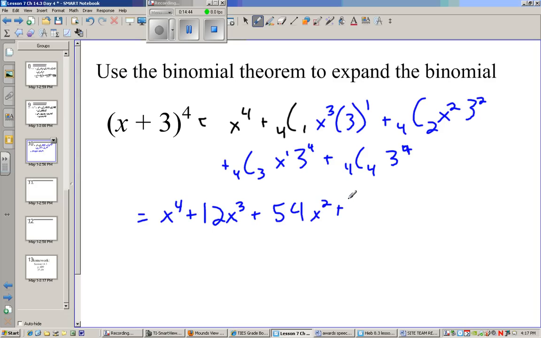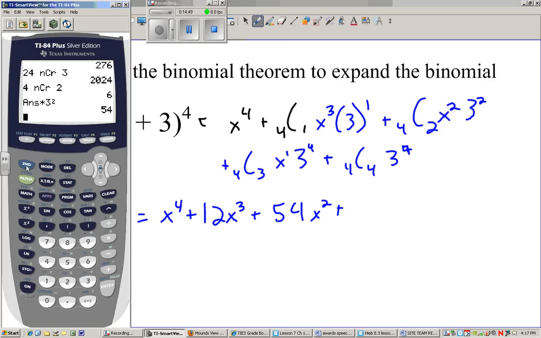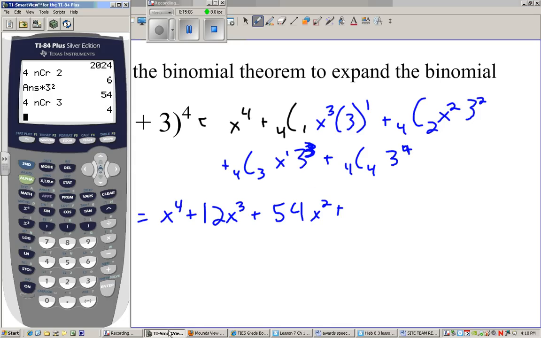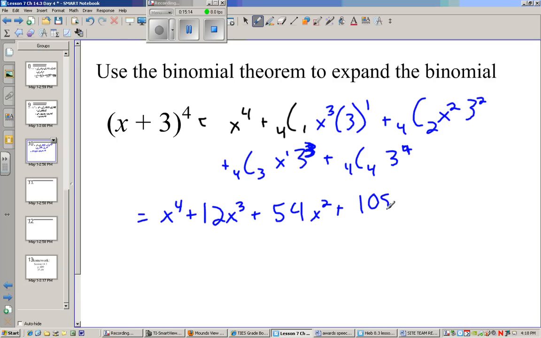x squared plus 4 choose 3, which should be 4. So it would be 4 times 3 to the third, I see I've made a mistake there. 3 to the third, which would be 27, so times 27, which is 108x plus 4 choose 4, which is 1, times 3 to the fourth, which is 81.